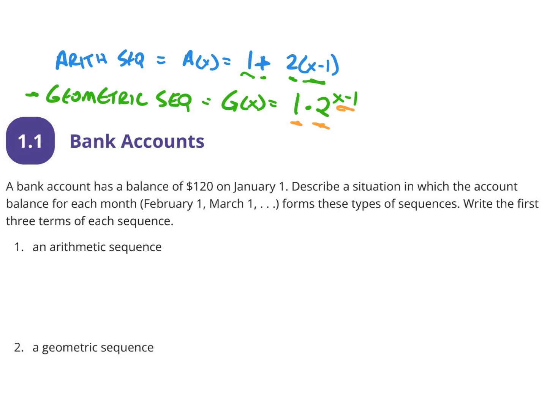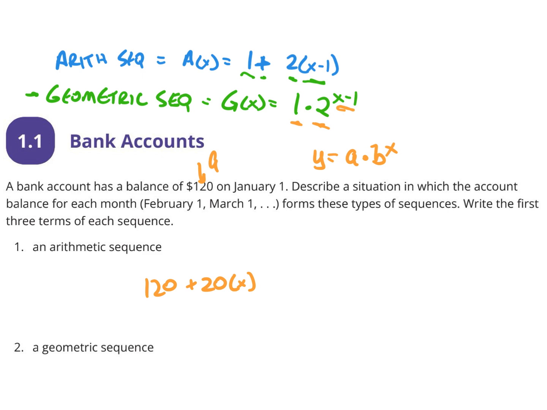Now that we remember our sequences, let's work through the first problem. A bank account had a balance of $120 on January 1st. This number represents our a, because remember, y equals a times b to the x power, where a and b are any real numbers. Describe a situation in which the account balance for every month forms these types of sequences. If we were to deposit $20 a month into our account, we could write an arithmetic sequence like that, where you have two things plus.